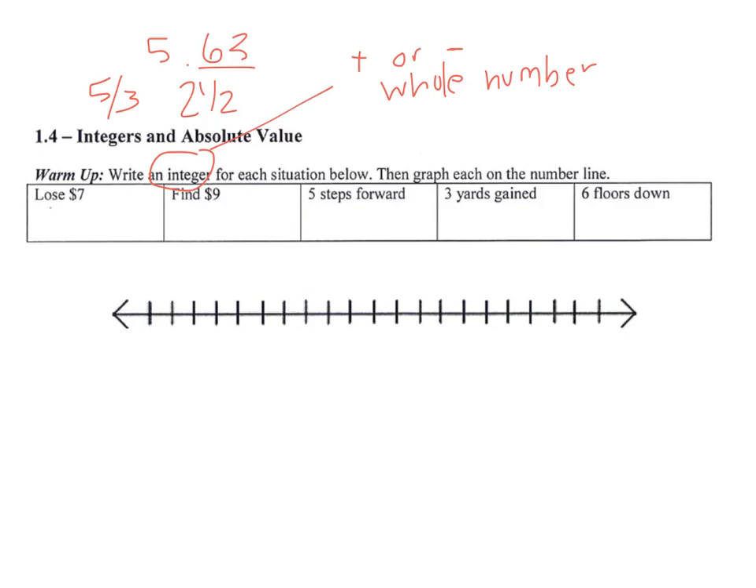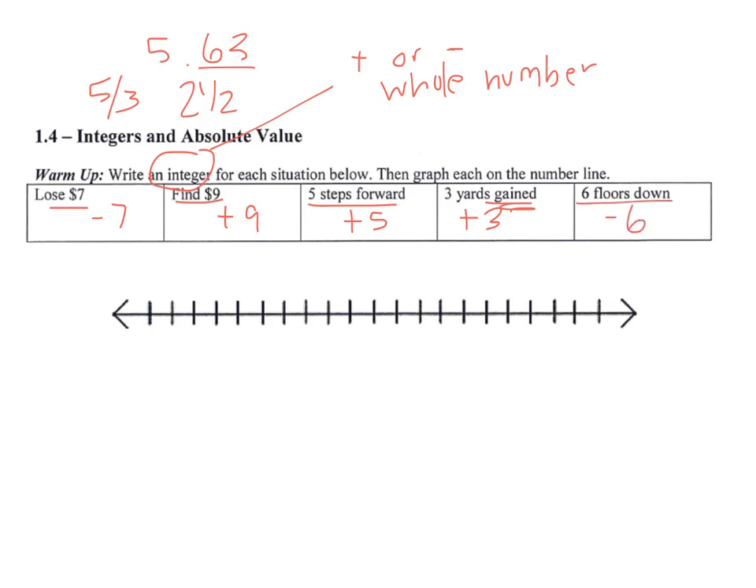So if you lose $7, that integer would be a -7. If you find $9, it means you get $9 more, so you add $9. 5 steps forward means +5. 3 yards gained, gain means plus, is +3. And 6 floors down is -6.